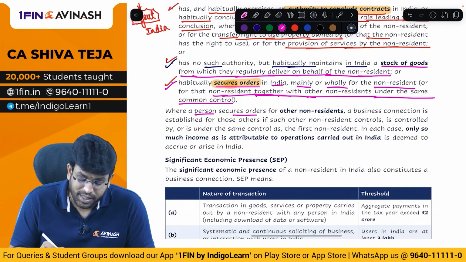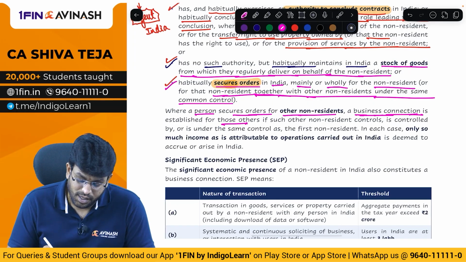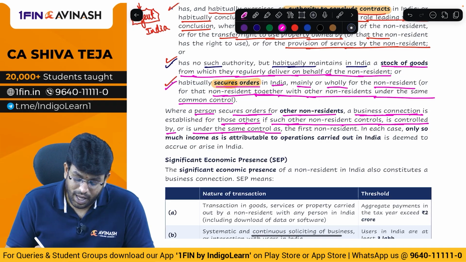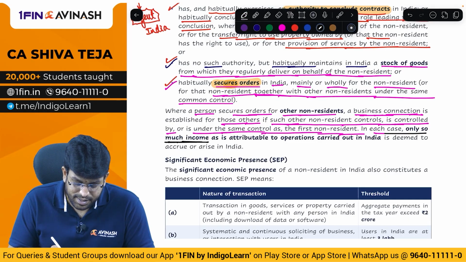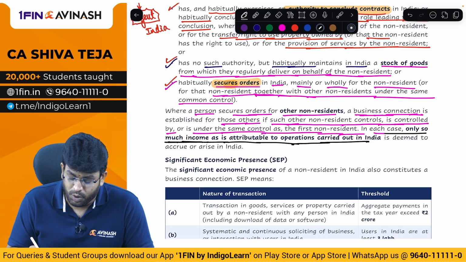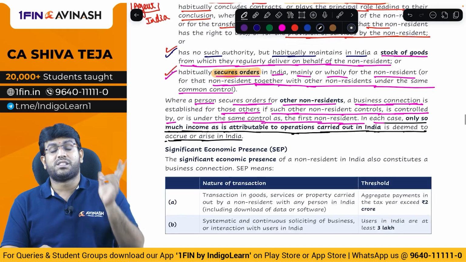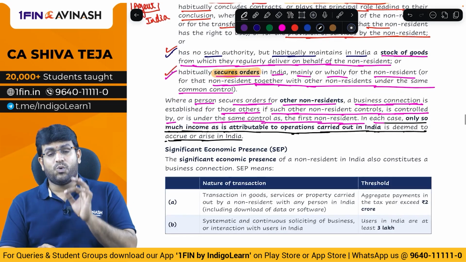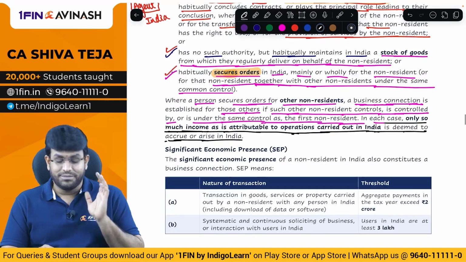Next point. Where a person secures orders for another non-resident, a business connection is established for those others if such other non-resident controls, is controlled by, or is under the same control as the first non-resident. In each case, how much is taxable? Only so much income as is attributable to operations carried out in India is deemed to accrue or arise in India. That means we will not tax the non-resident's global income. One more time I repeat, we will not tax the non-resident's global income, we will tax only that extent of income which is attributable to India, not total income. Next line.